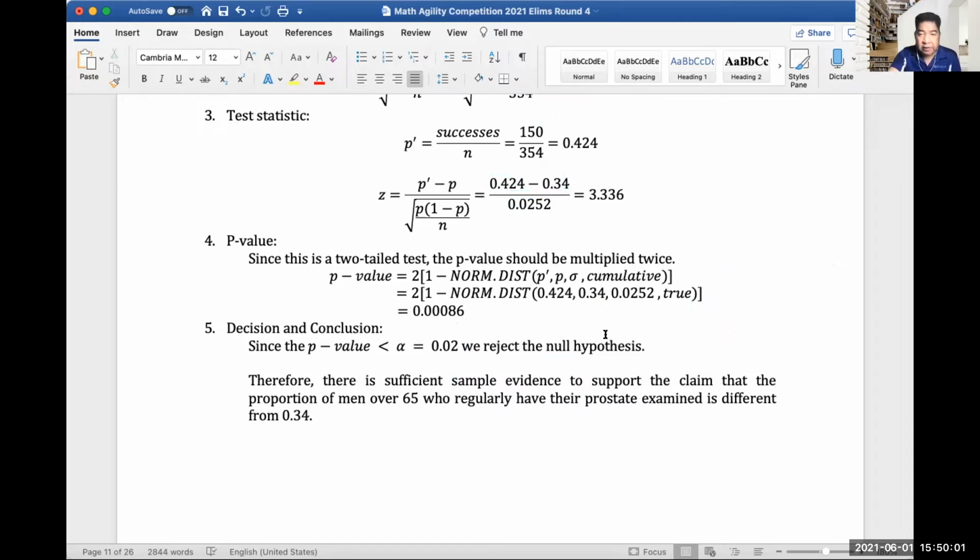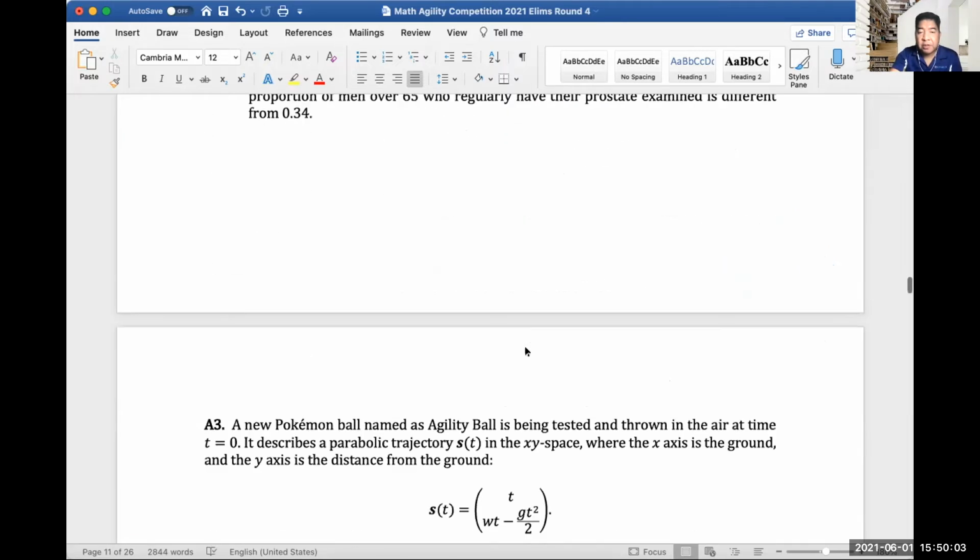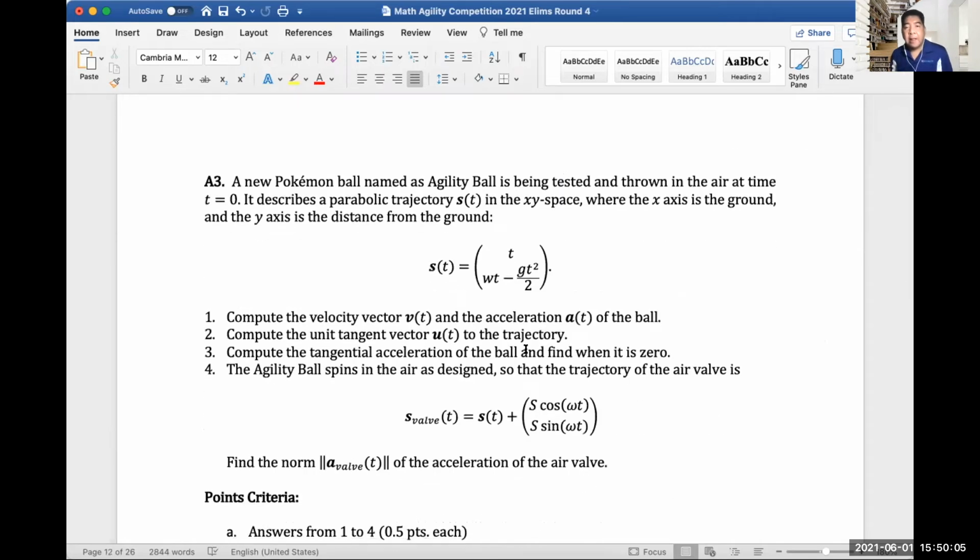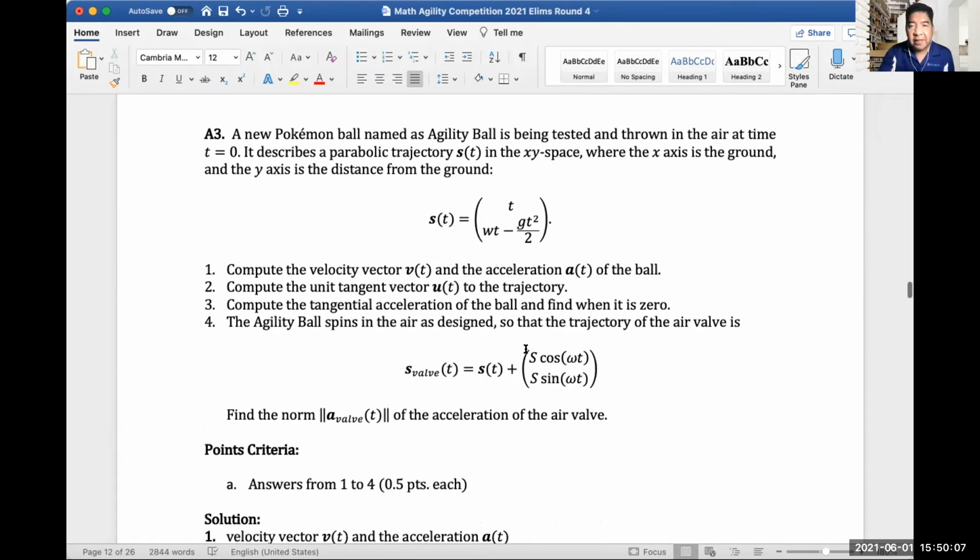Okay, so let's move to the next question, which is A3. Actually, this question was given on our last elimination round 3. So it's a repeat question. If you watched episode 13, the episode before this one, the solution was also explained there. But of course, let's solve this again.